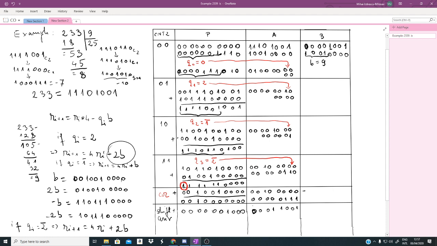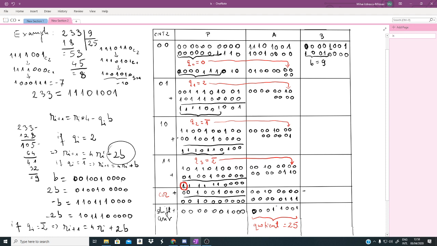And of course, the result is correct. Why? Because here I have 16 plus 9, that's 25. So it's 25 here. So this guy is 25. That's the quotient. It's 25, which is correct.